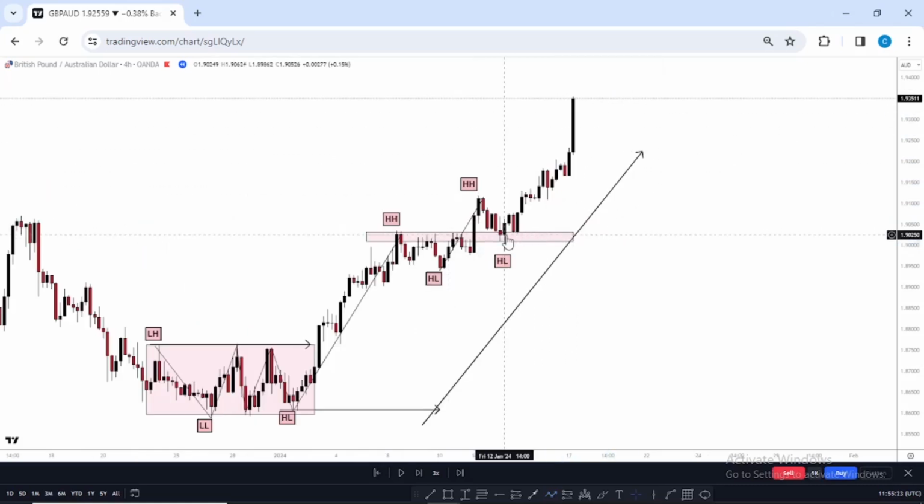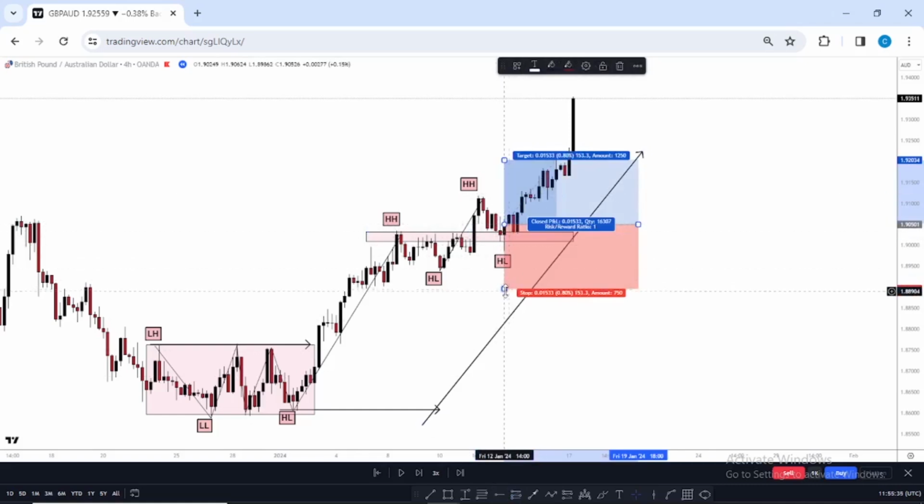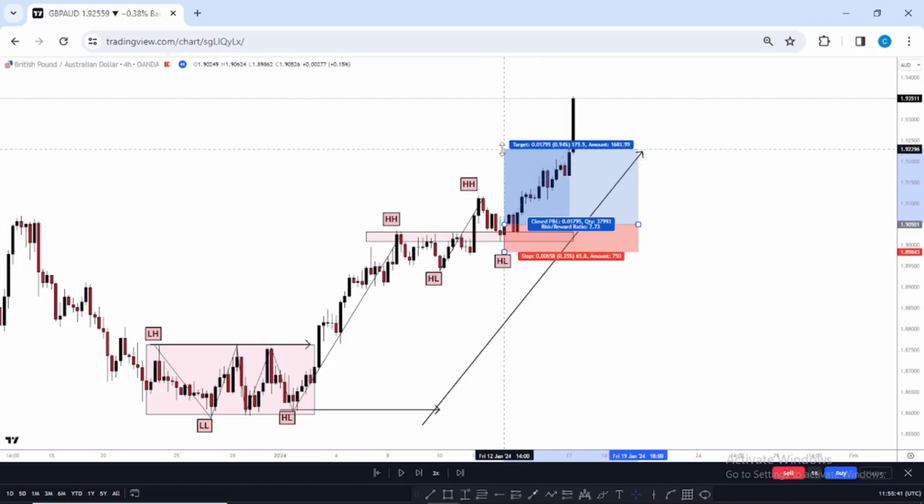Alright? If you're a swing trader, this can be your entry. After price retested and created this bullish pin bar, you could have entered right here. You get me? And you could have targeted any of the previous market structures.